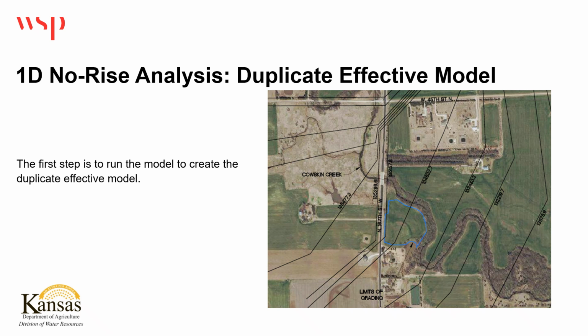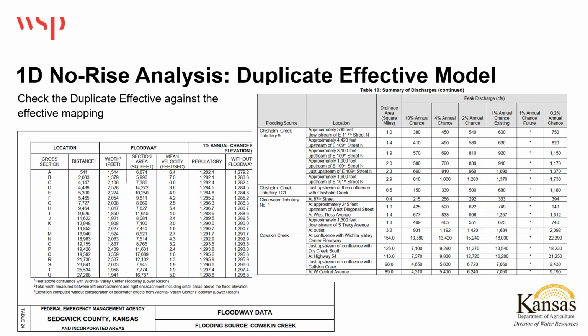So our first step in modeling is to create a duplicate effective model. All we have to do here is run the current effective model on our machine, and then we need to check the results against the current effective mapping and FIS data.